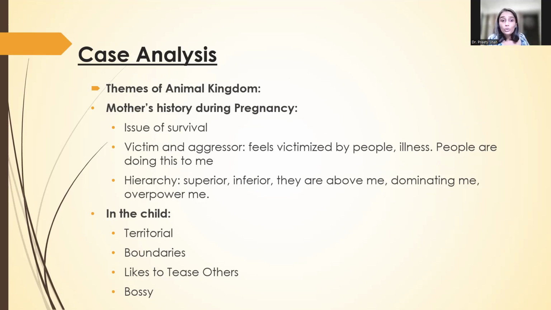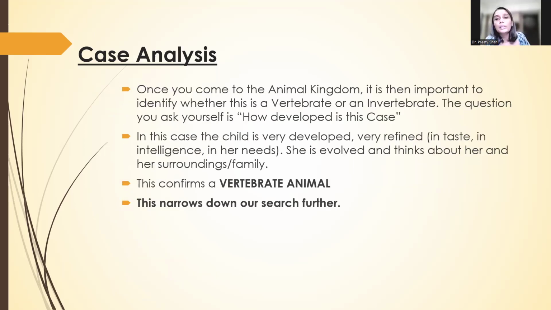Then in the child also you see that she's very territorial. She will tease the mother. The mother says that my child is also very fussy. You have to listen. And she has strict boundaries. So you see subtle hints of the animal kingdom also in the child, not just the mother.